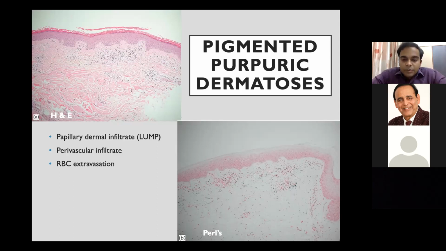They can look similar, but obviously in PPD you will have a lot of hemosiderin and dilated vascular channels. Hemosiderin can be seen in H&E also as a golden brown pigment, or it can be seen in iron stains like Perls stain, for example, as a colored deposit in the dermis, especially around the perivascular location.